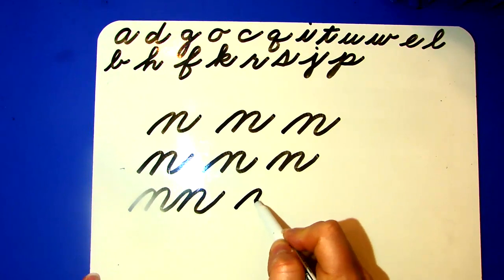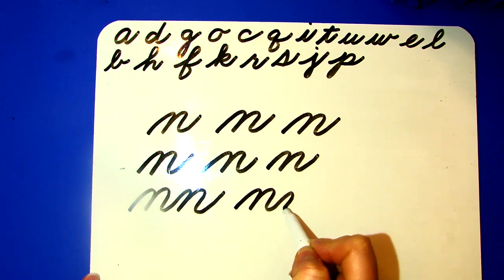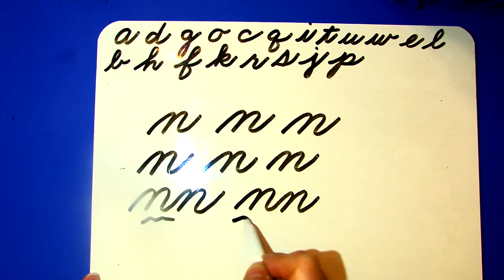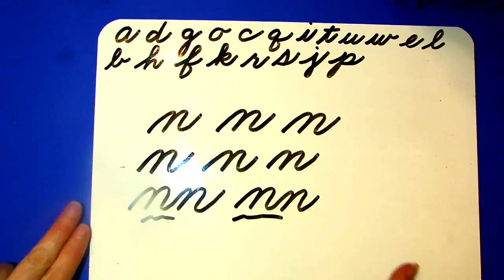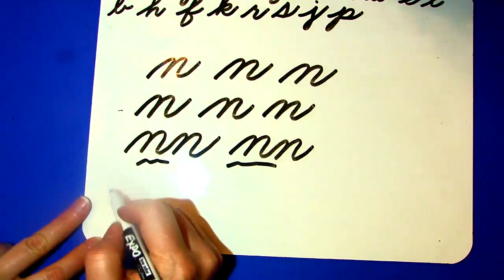Up and overcurve, pull back. Up and overcurve, pull back. Undercurve, up and overcurve, pull back. Up and overcurve, pull back. Two ends together in that joining there. Let's try a few others. I'm going to show you some that are very common in words. Here's the first 2 joinings.